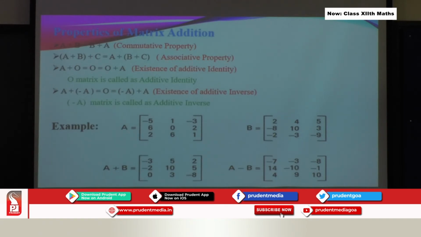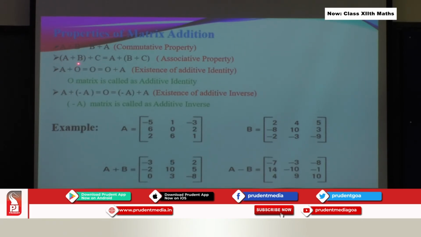Now here what happens, look at this here, (A plus B) plus C. When you get the answer, it is equal to A plus (B plus C). So if you look at this, the brackets are arranged in a different manner. Even then the answers you get are equal. So again the associative property is true.